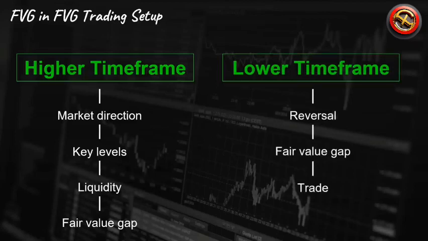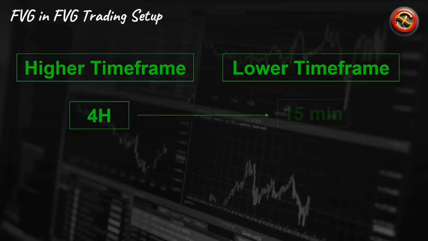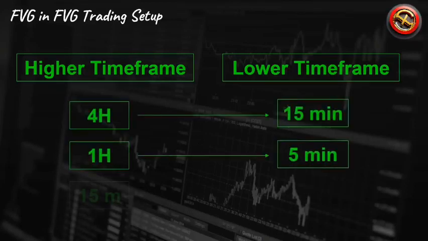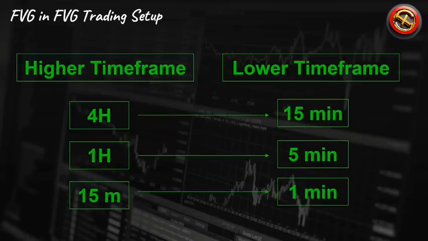Remember that this trading plan is not limited to any chart or time frames. However, your entry time frame must be 2 times lower than your higher time frame. Here are 3 time frame combinations that you can use to apply this trading strategy based on your trading style. For example, if your higher time frame is the 4-hour chart, you need to zoom in to 15 minutes to execute the trade. Now we have simplified this trading plan into 2 major steps. So let's start with the first one.